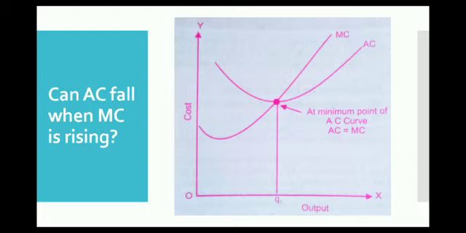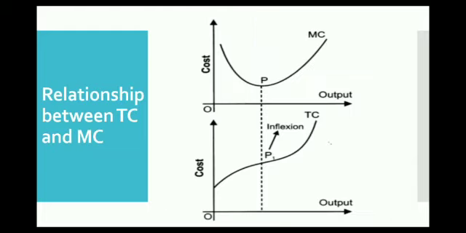Next, relationship between total cost and marginal cost. You see here in this diagram, when marginal cost falls, total cost increases at a diminishing rate. When marginal cost is minimum at point P, total cost is at its inflection point at point P1. When marginal cost rises, total cost increases at an increasing rate.